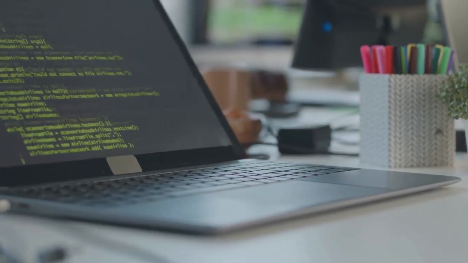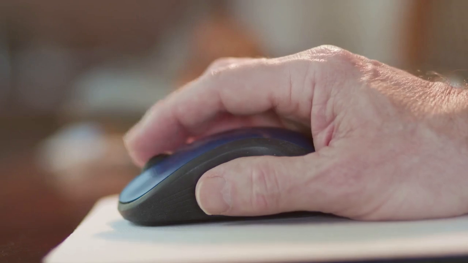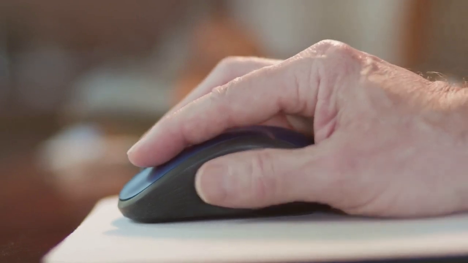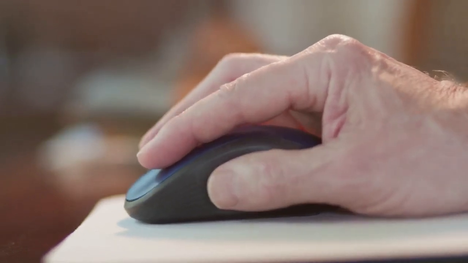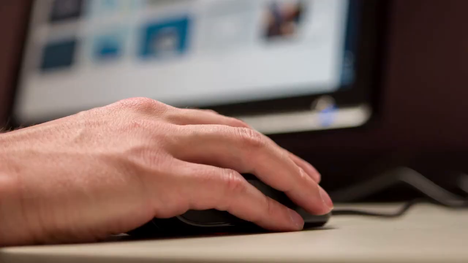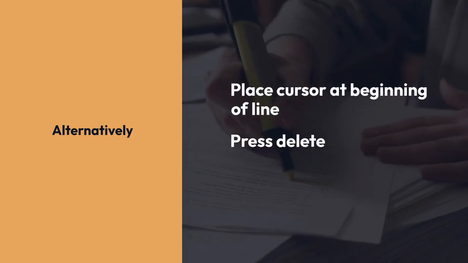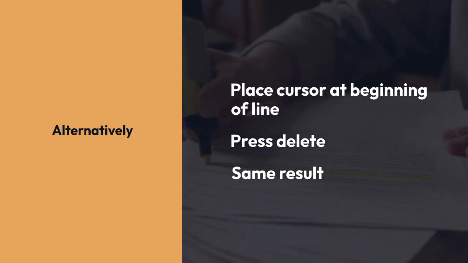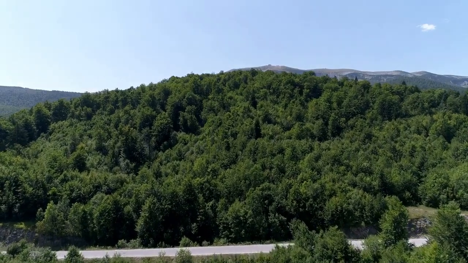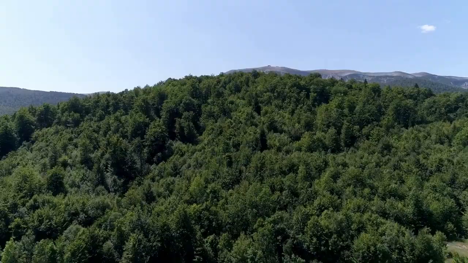1. Removing a single line break. The simplest method is to place your cursor immediately after the line break you want to remove and press the backspace key. This will merge the two lines into one. Alternatively, you can place your cursor at the beginning of the line after the break and press the delete key. This achieves the same result.